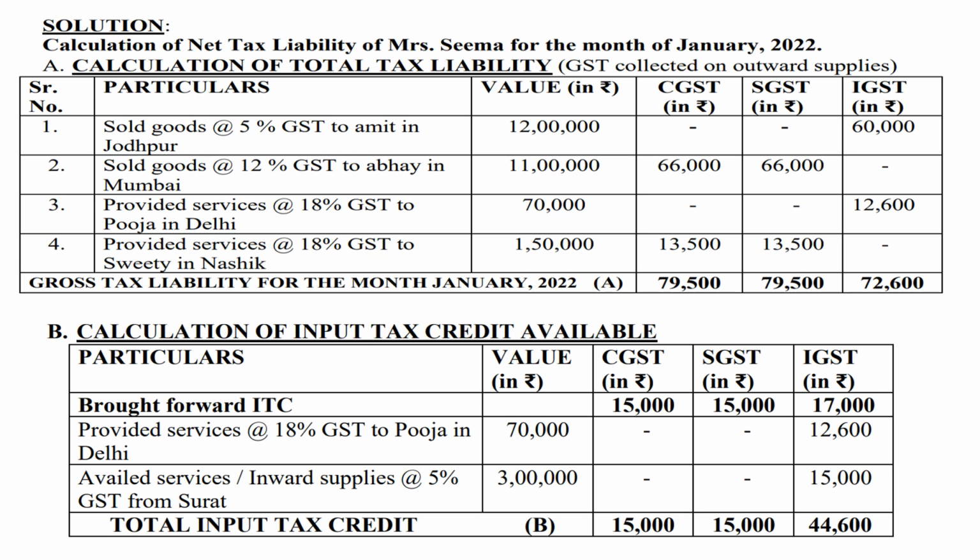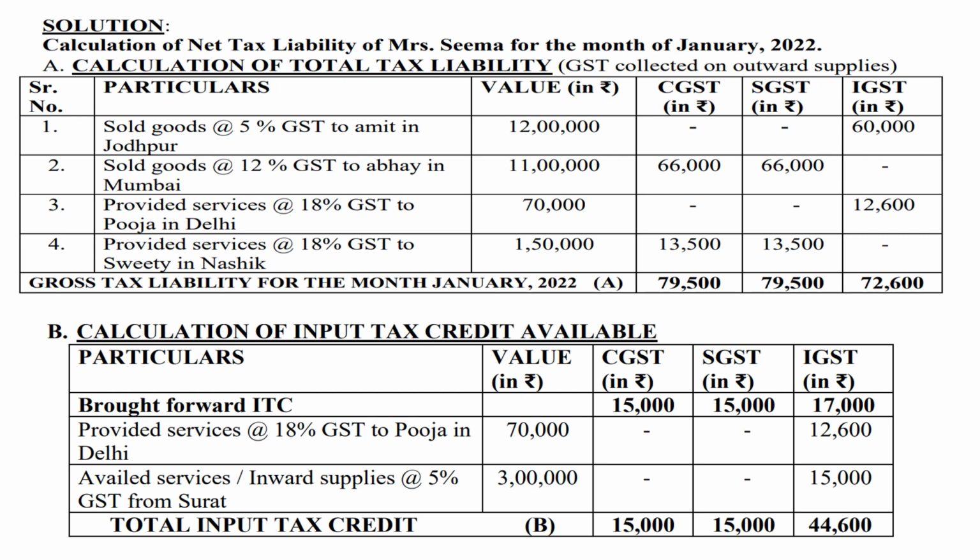The first item is sold goods at the rate of 5% GST to Amit in Jodhpur. Amit's state is Jodhpur and Miss Seema's state is Maharashtra. So this is a case of inter-state, so IGST will be charged. The value is 12 lakh and GST is 5%, so 12 lakh at 5%, 60,000 will go in IGST.